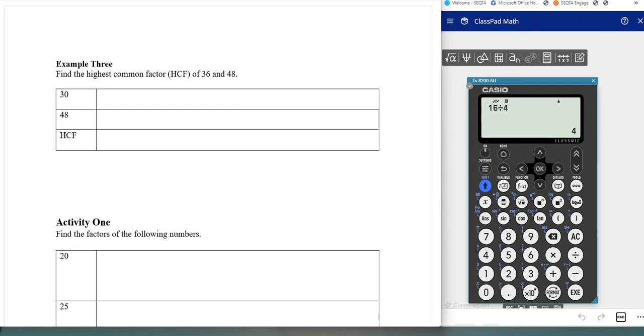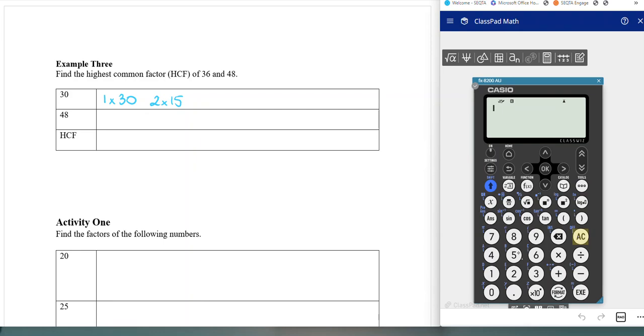Thank you. The bigger the number gets, the more likely it is that you'll want to check with your calculator to make sure that you've got all of the factors. So let's go through this. We're starting with 30. We know we start with 1 times 30. 2 is also going to work. It is 2 times 15.